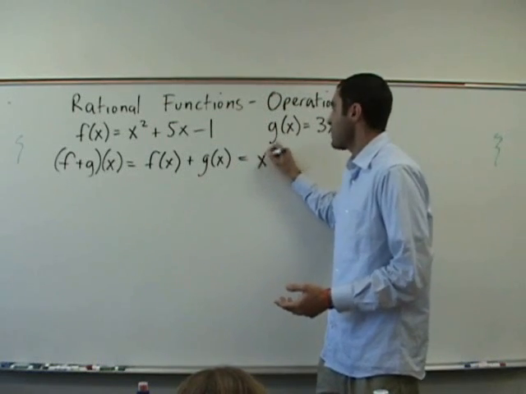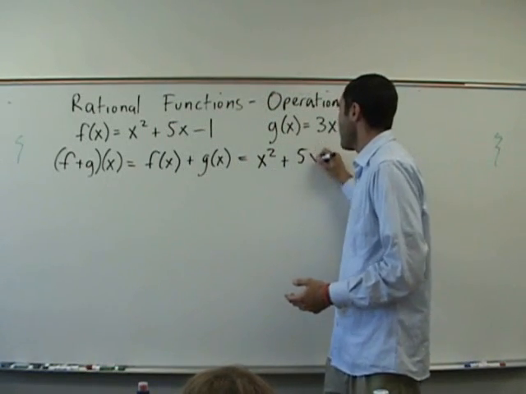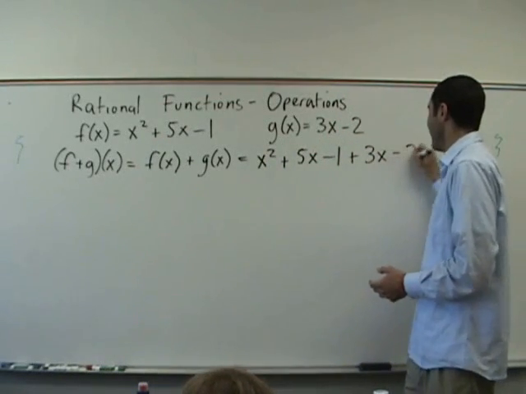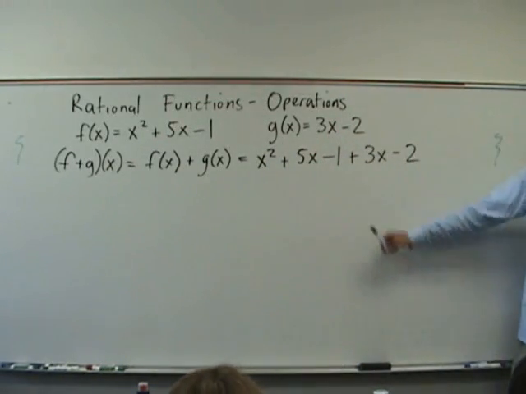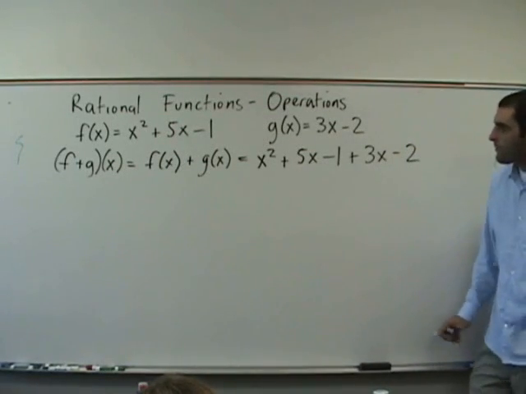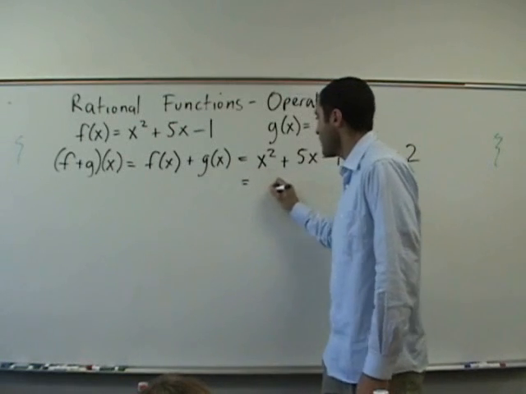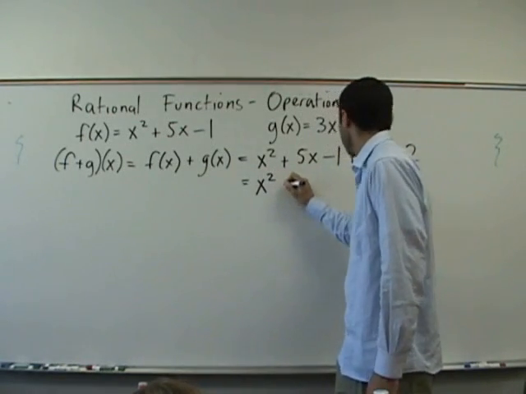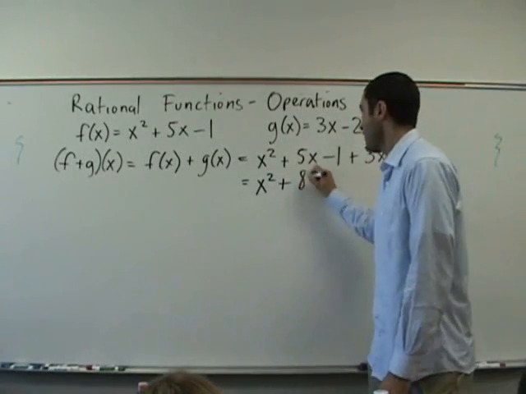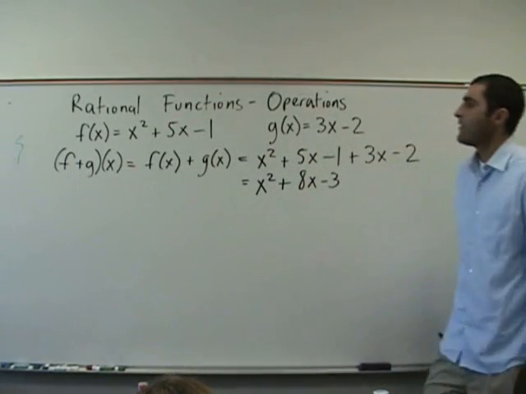I'm just going to write x squared plus 5x. Why did only one person say yeah? Okay, and combine like terms and we're done. So f plus g of x equals x squared plus what? 8x. 8x minus 3.